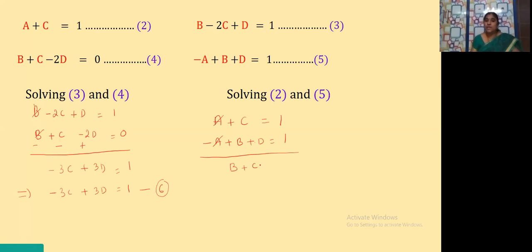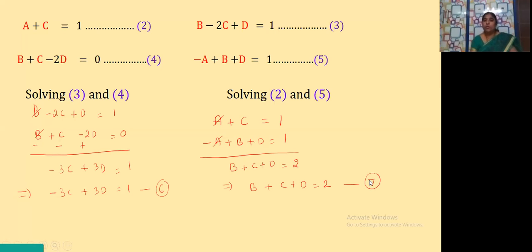B plus C plus D is equal to how much? 1 plus 1 is how much, children, here? It is 2. So this implies what is the equation we got? B plus C plus D is equals to 2, which is equation number 7. Okay, is it clear, children?